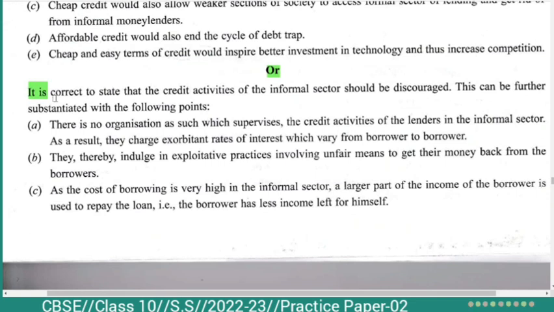Next point, they thereby indulge in exploitative practices involving unfair means to get their money back from the borrowers. Next point, as the cost of borrowing is very high in the informal sector, a larger part of the income of the borrower is used to repay the loan. That is, the borrower has less income left for himself.